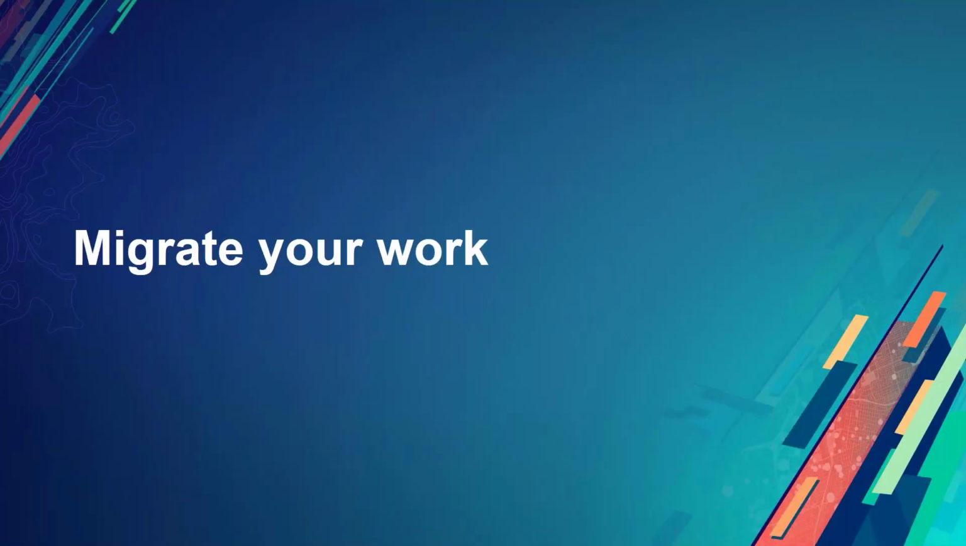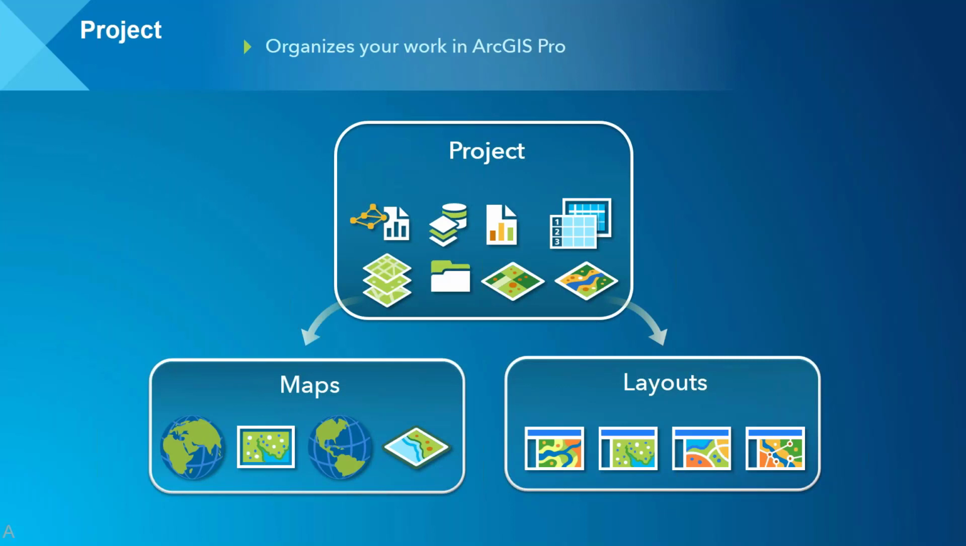So now let's see what is the process of migrating your information from ArcMap to ArcGIS Pro. The first step to migrate your work from ArcMap to ArcGIS Pro is to understand how ArcGIS Pro manages your data. ArcGIS Pro allows you to manage all the resources required to complete your work in just one place, a project. Let me use the laser here.